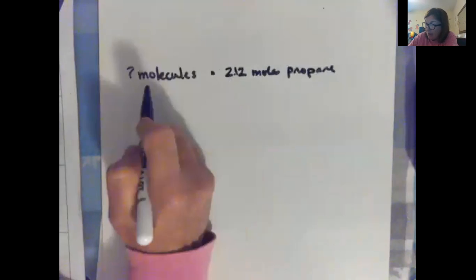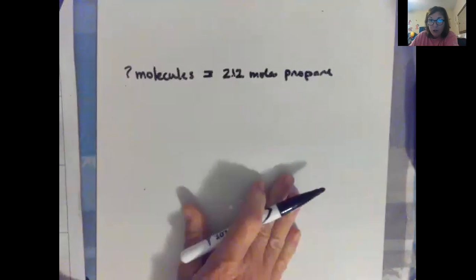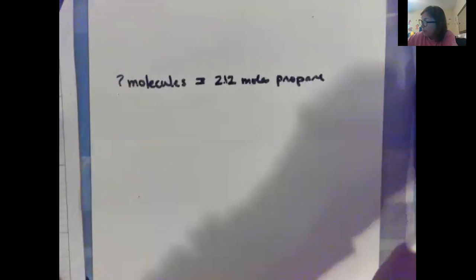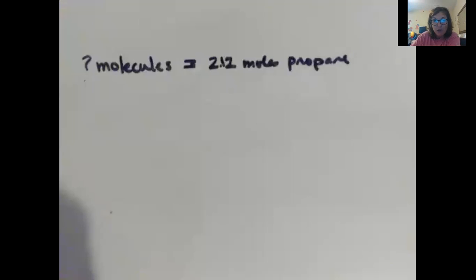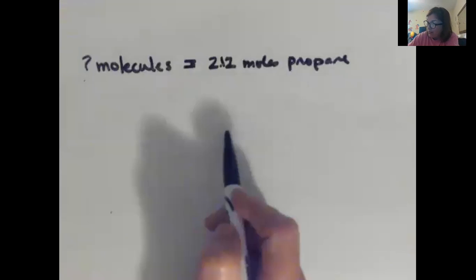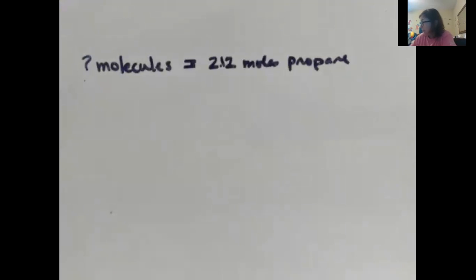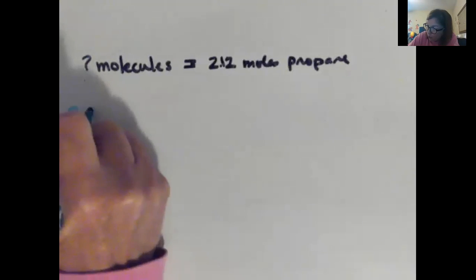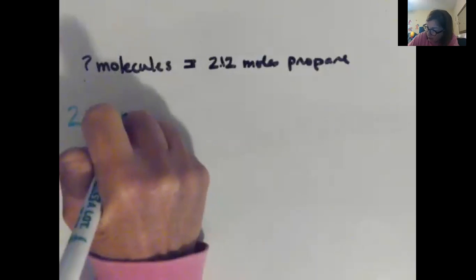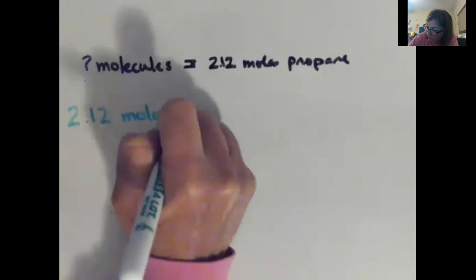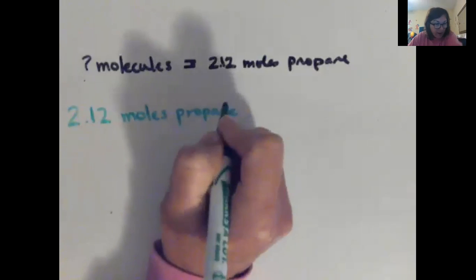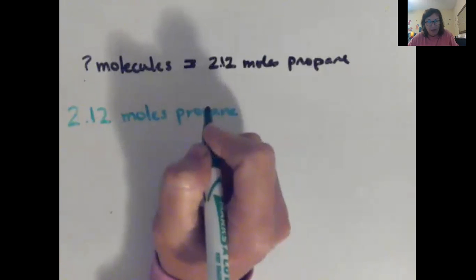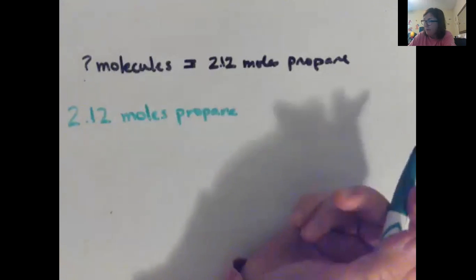So here's how you do it. It says, how many molecules will equal 2.12 moles of propane? That's what it wants to know. So the first thing you do is write down your given. My given is the number that's given to me. So I'm going to write down 2.12 moles of propane. Doesn't matter if you know what propane is or not. It's just what it is. Just write it down.